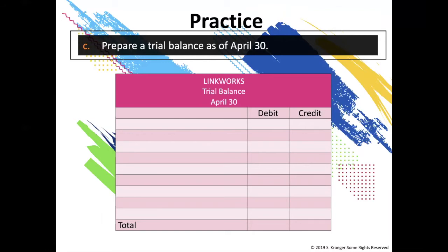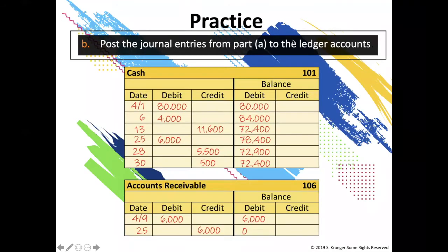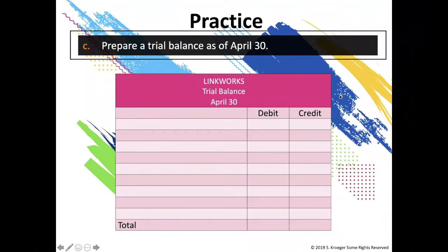We want to list all the accounts. So let's go back to the ledger and take a look at all the accounts we have and put in the balances. The first account from our ledger is cash, account number 101. The final balance would be the very last number in the balance column. So on the trial balance, we're going to list cash, and then we're going to put in a debit of $72,400. Let's do that now. On the trial balance, I'm going to write in cash, and in the debit column, put the $72,400. And that's what we're going to be doing with all the ledger accounts.